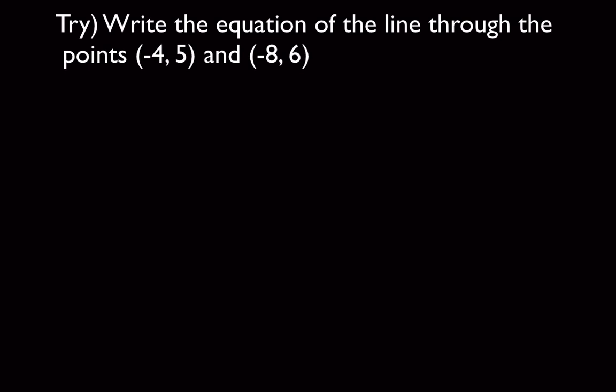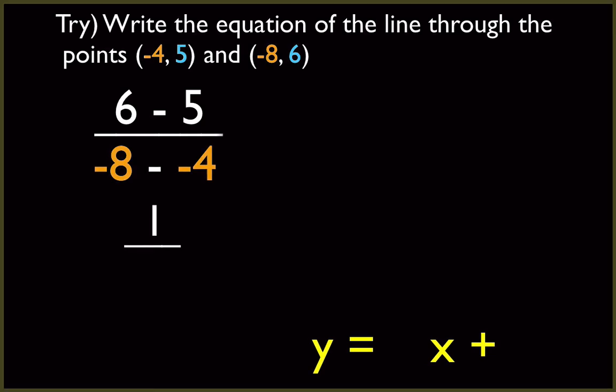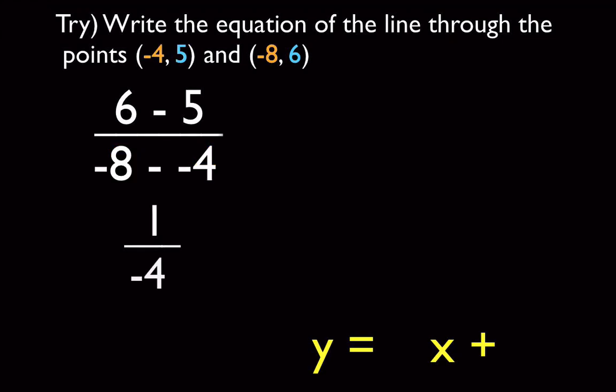Again, another one for you to try. Go ahead and fill in the points and see if you can go ahead and get started. All right, so starting off with our slope, we're going to end up with 6 minus 5 on top. And negative 8 minus a negative 4. Remember again, that negative sign is going to turn into a plus sign, which is going to give us negative 4 on the bottom.